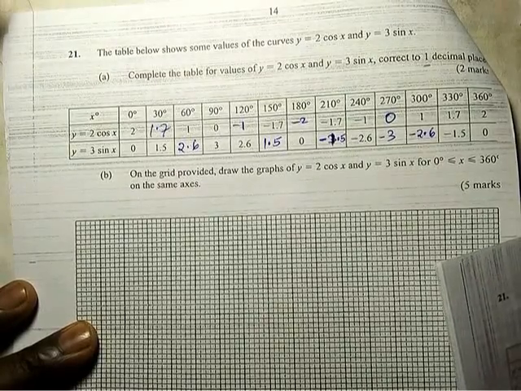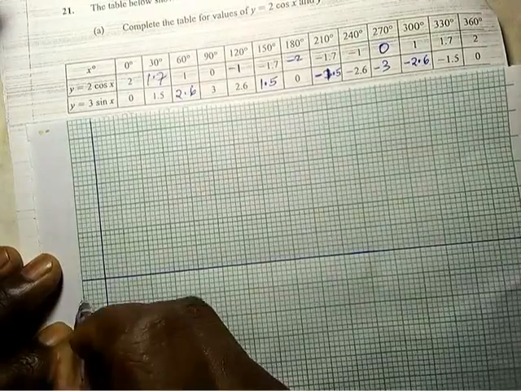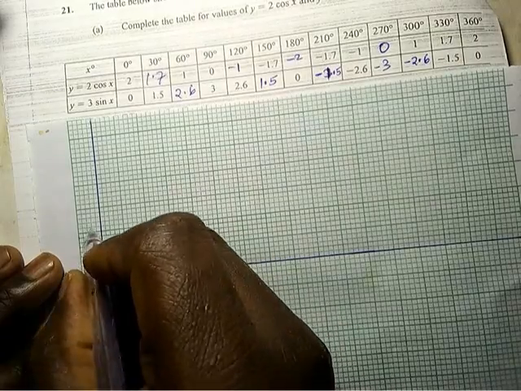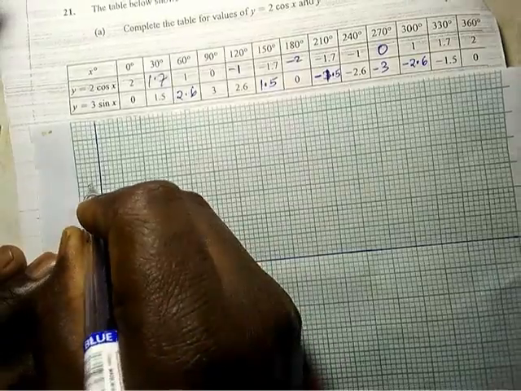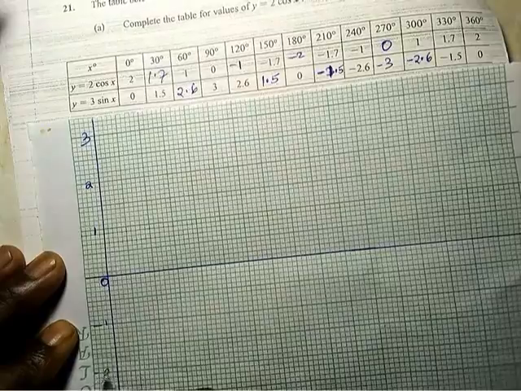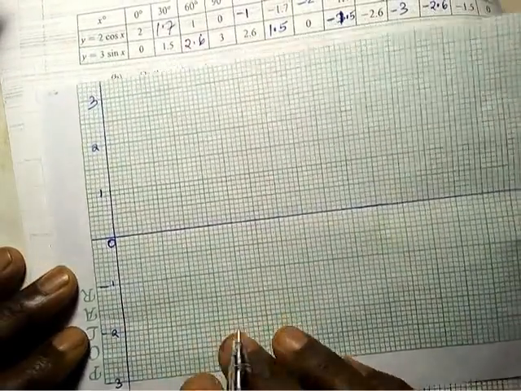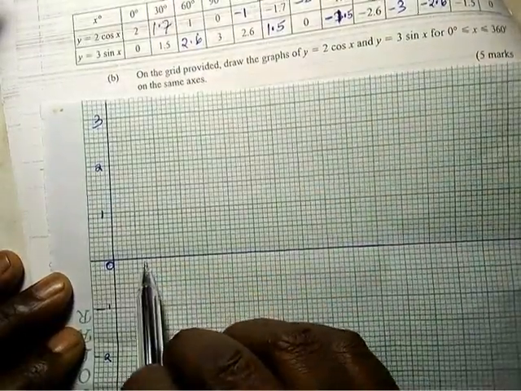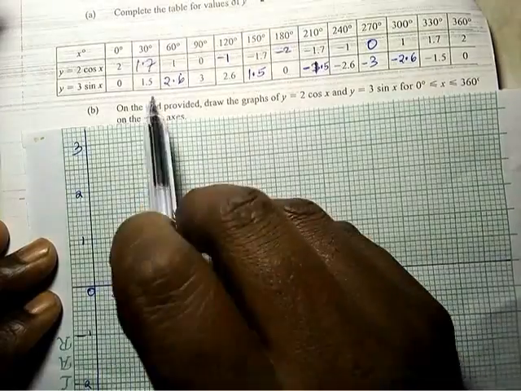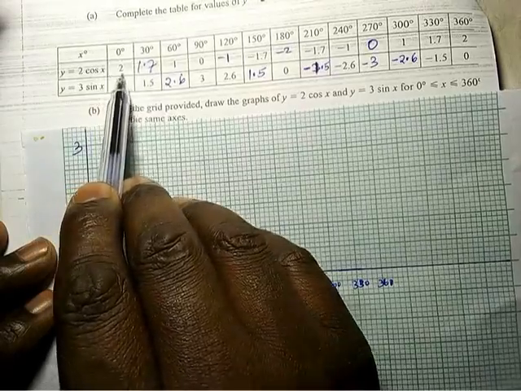Now our table is complete. Now we use this table to draw the graph. So your scale, we will put 0 here. The amplitude goes upward, so we say this is 1, 2, and 3, and then -1, -2 and -3. And then the angles we have 0, 30 to the end 360. So let us start by plotting the graph y is equal to 2 cos x using these values.